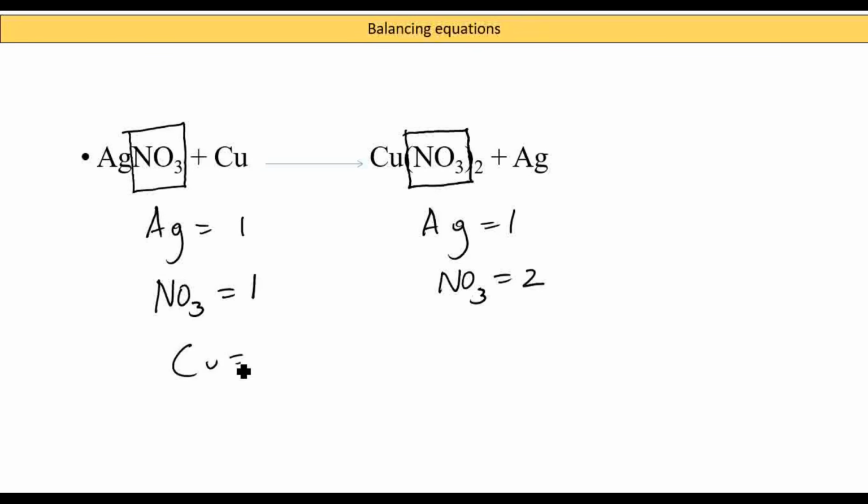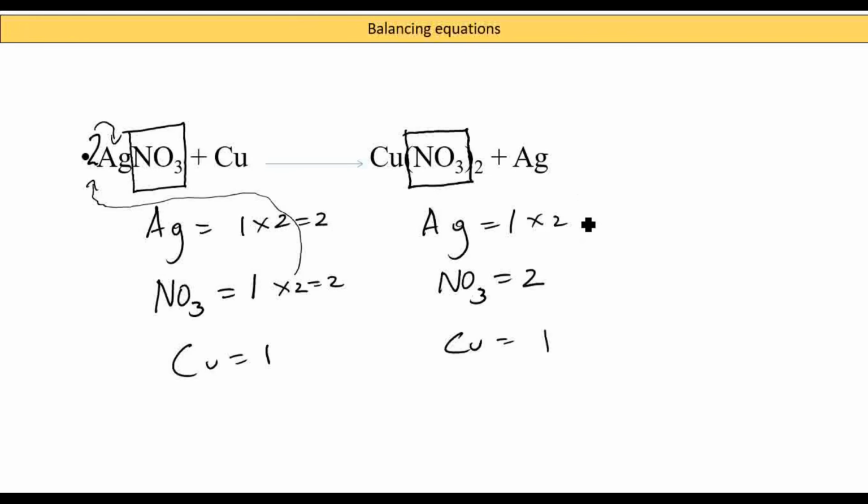Copper is 1. And copper is 1. So straight away, my nitrate is off. So I need to times that by 2, which now makes it 2. I put that 2 in front. Okay, good. That 2 has now affected my silver. So that's now going to become 2 there. So how can I get 2 on this side? I need to times that by 2. Okay, that now becomes 2.